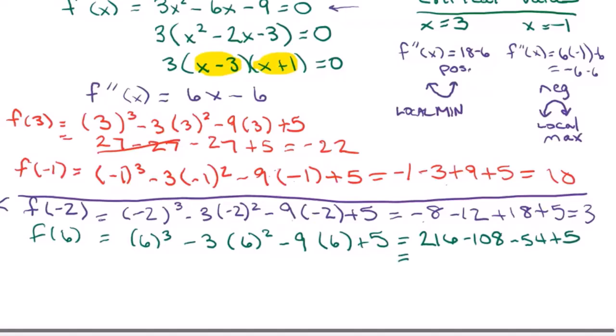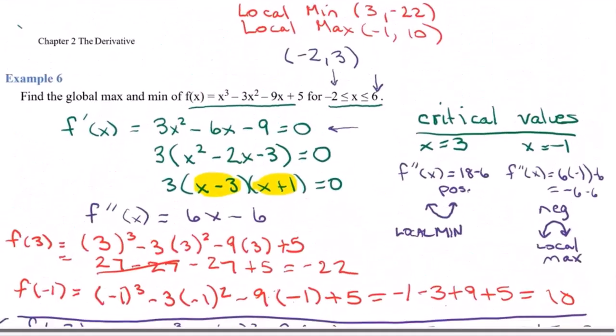This is equal to, so 216 minus 108 is 108. 108 minus 54 plus 5. 108 minus 54 is 54. Plus 5 is 59. Well, that does look like we have a new maximum. So we have a point 6, 59.